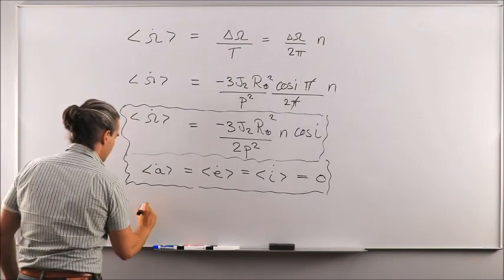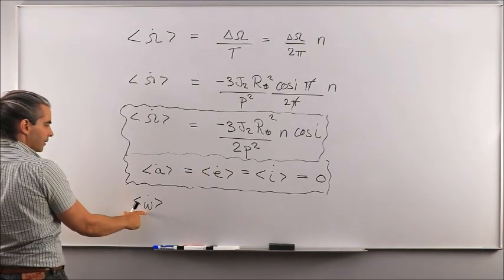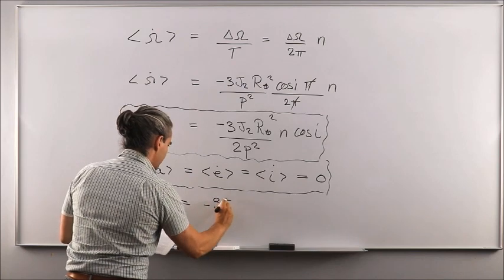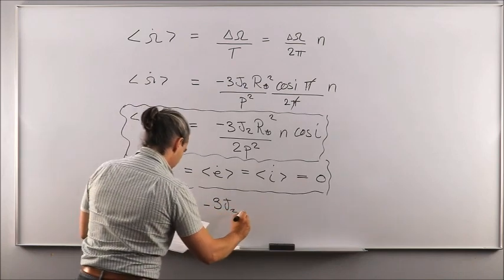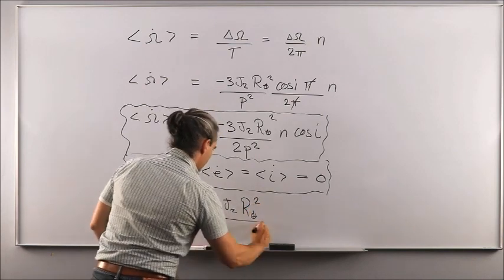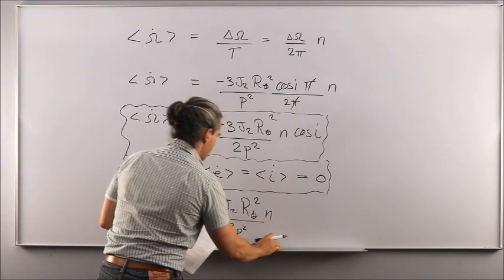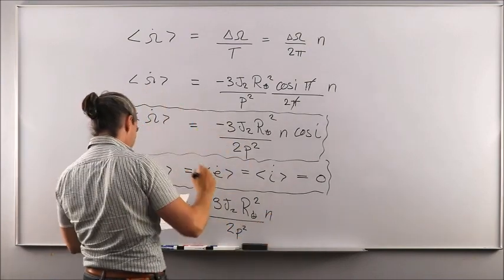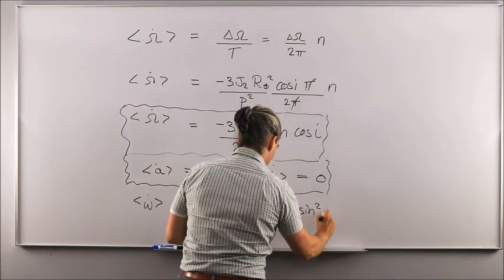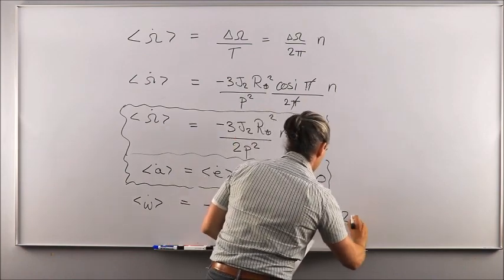But we would get a non-zero average rate of change in argument of perigee here, and this one will be equal to minus 3 J2 R Earth squared over 2 p squared times n. So it looks a bit like this one, but then here we would have 5 sine squared of inclination over 2, minus 2.